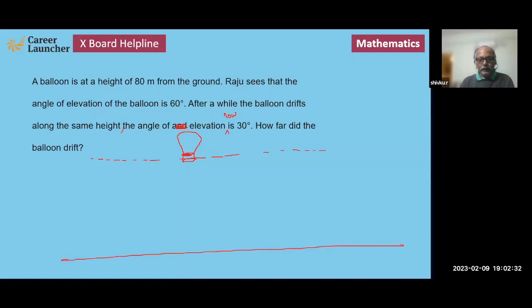So let's say this is our ground. So this height is 80 meters. After a while, the balloon drifts along the same height, and it now has an elevation of. So if I take, let's say I'm at this point, and I look at this balloon, this angle is 60 degrees. So this is the point where I am, right? And let's say the balloon now moves to another point, right?